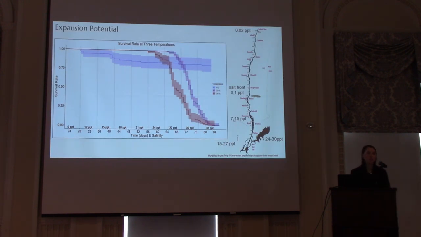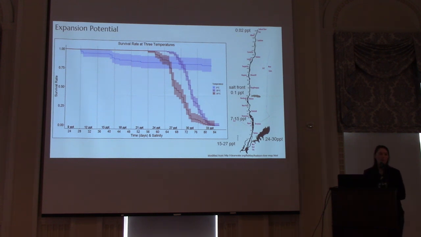So what does this mean for the Hudson? Based on this lab study with ideal conditions, it's indicative of gobies' ability to survive throughout the entire estuary and major portions of Long Island Sound, since gobies were still alive after 30 parts per thousand in all three temperature regimes. However, surviving and establishing are two different things.